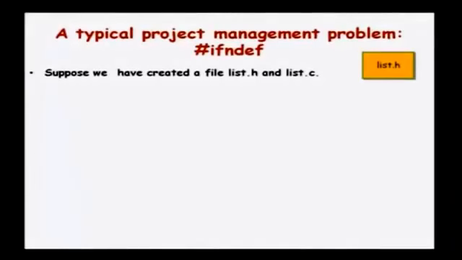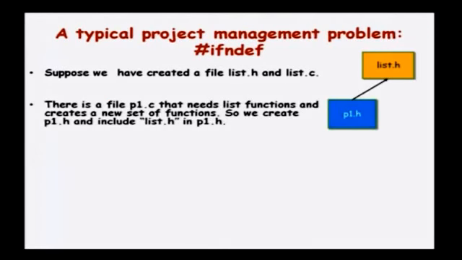So, let us discuss what the problem is with a particular example. Suppose we have a list.h and a list.c. So, I have this header file list.h. Now, I have a program p1.c that needs the list functions, and it also creates a bunch of new functions. So, its declarations will be included in p1.h. Now, in p1.h I would say include list.h. Okay. So, this is okay. I will have a corresponding p1.c which will just say include p1.h.